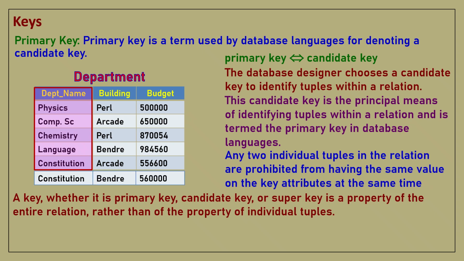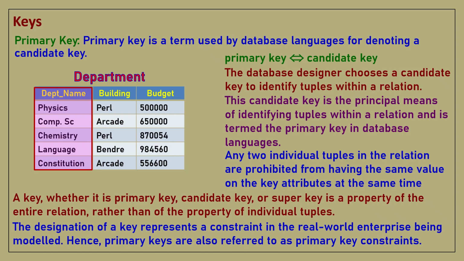Any two individual tuples in the relation are prohibited from having the same value on the key attributes at the same time. The designation of a key represents a constraint in the real-world enterprise being modeled. Hence, primary keys are also referred to as primary key constraints.